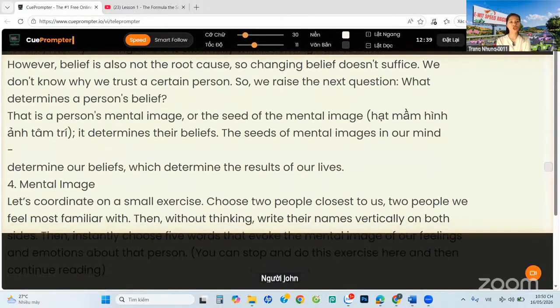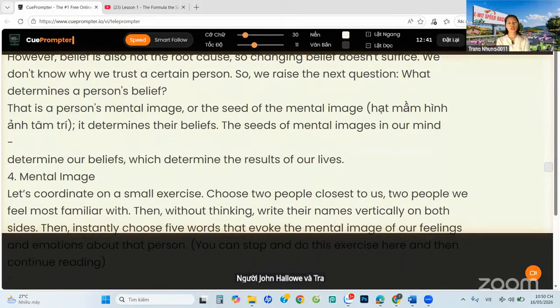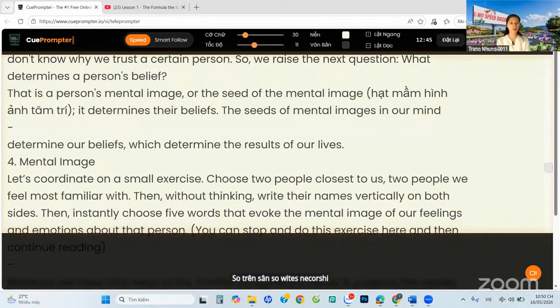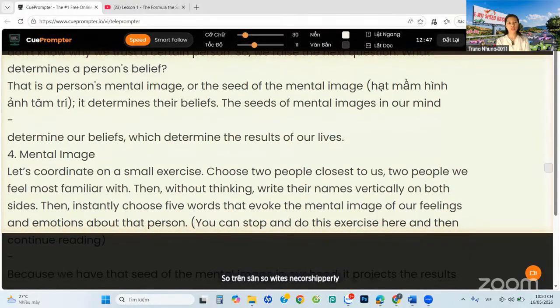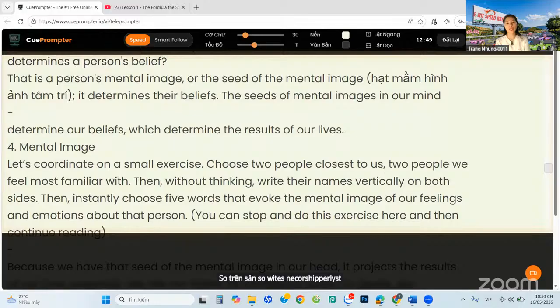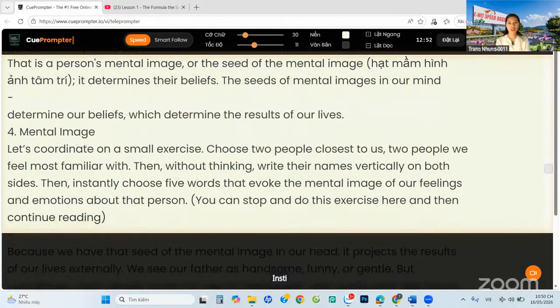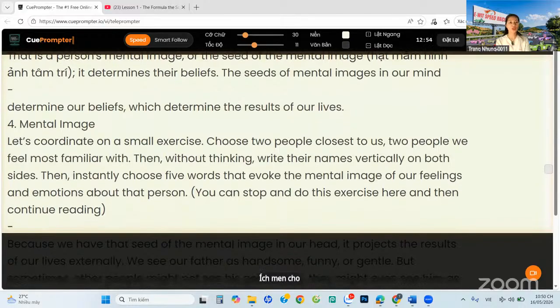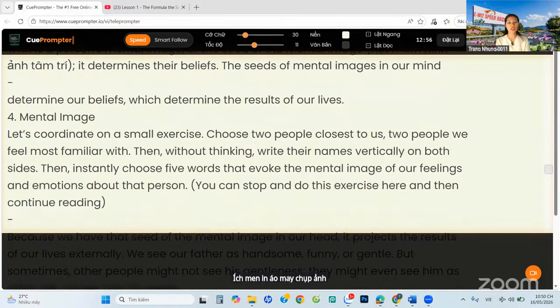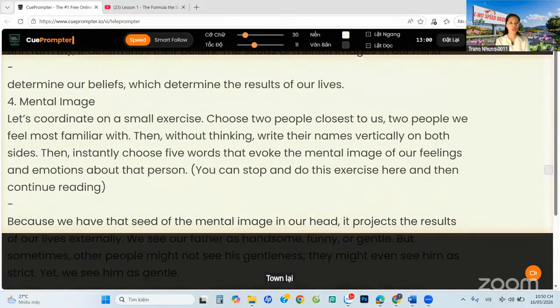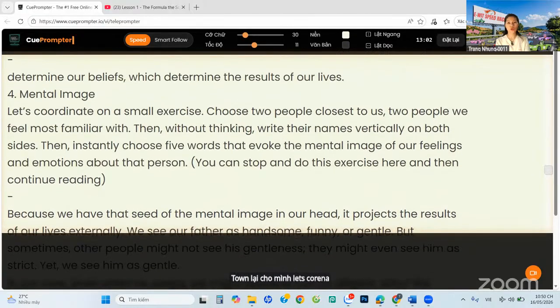We don't know how we come to trust a certain person, so we raise the next question: what determines a person's belief? That is, the person's mental images. It's a set of mental images. The set of mental images in our mind determines our beliefs, which determine the results of our lives. Mental images.